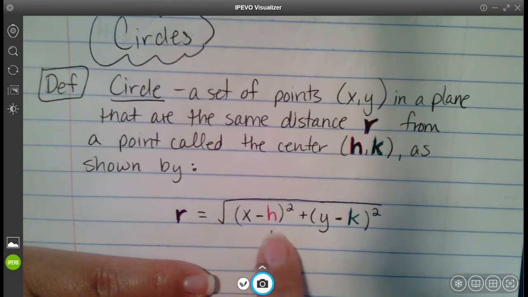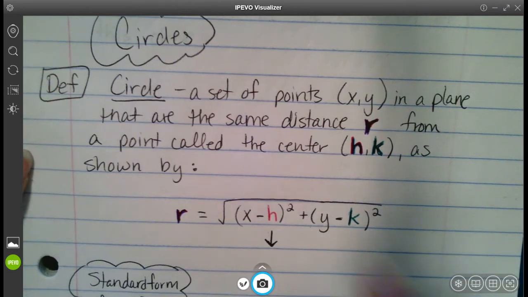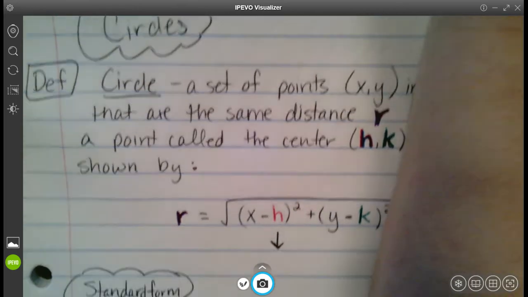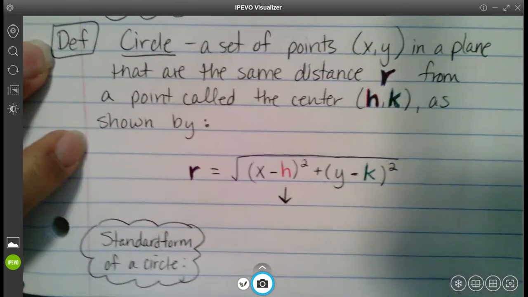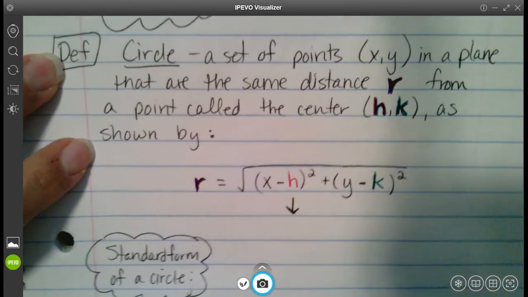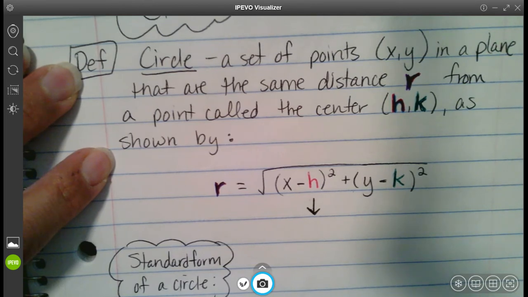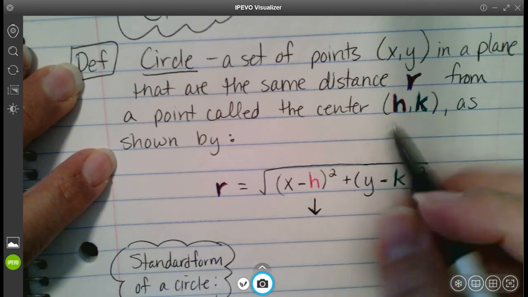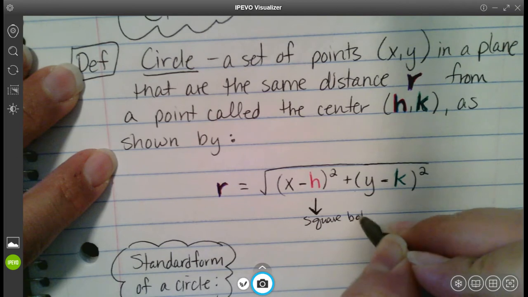So what we're going to do is write this in standard form because this is not standard form for a circle. Believe it or not, standard form for a circle has a bunch of squares in it. So go ahead and write this down, standard form of a circle. And my device is moving all over the place. Standard form of a circle, okay? What we're going to do is get rid of the square root. So to get rid of the square root, we're going to square both sides.